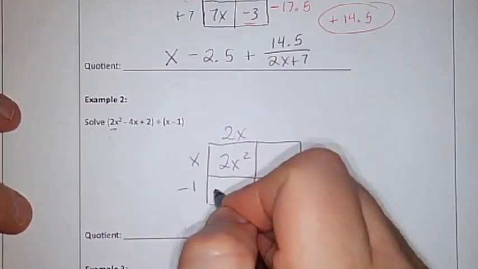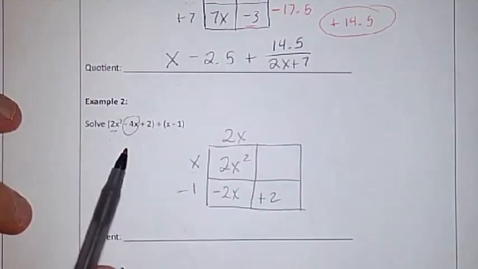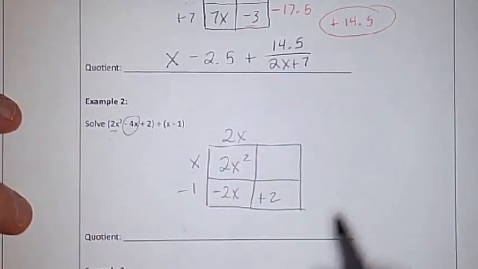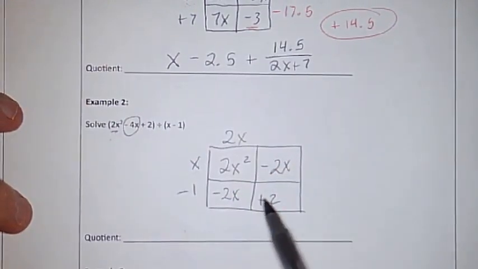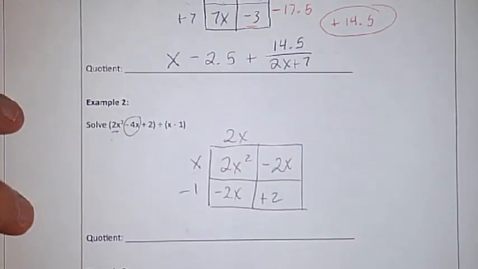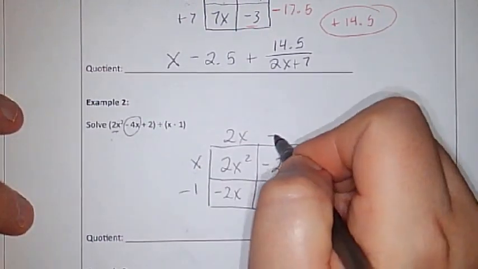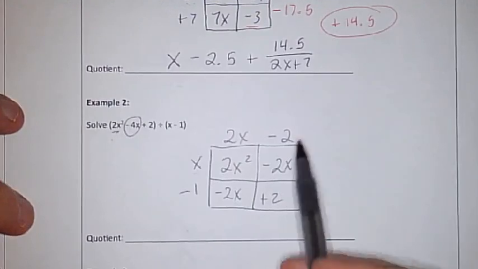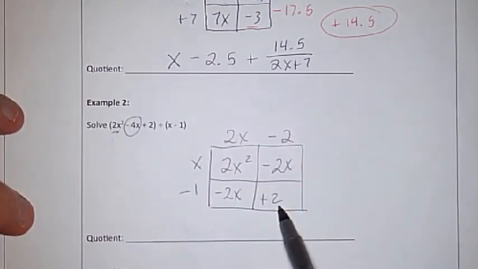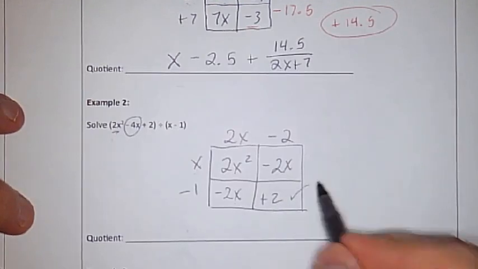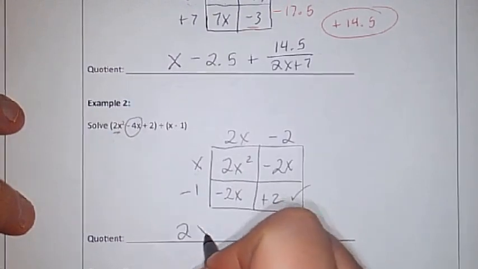Now I'm trying to get negative 4x. So this is negative 2x plus negative 2x, because negative 2x and negative 2x gives me negative 4x. What times x gives me negative 2x? The answer to that is negative 2. Negative 2 times x is negative 2x. Negative 2 times negative 1 is positive 2, so that is exactly what I was expecting, meaning that my quotient this time will not have a remainder, 2x minus 2.